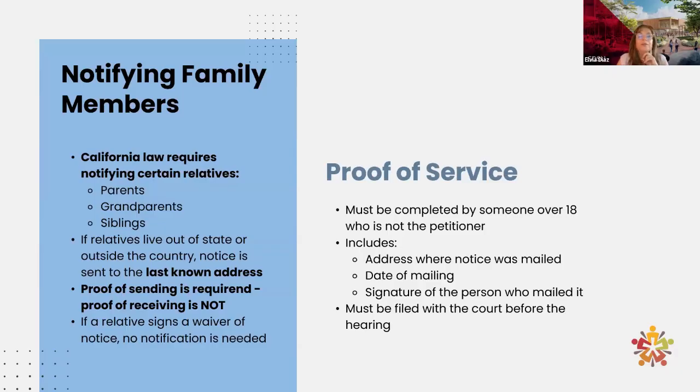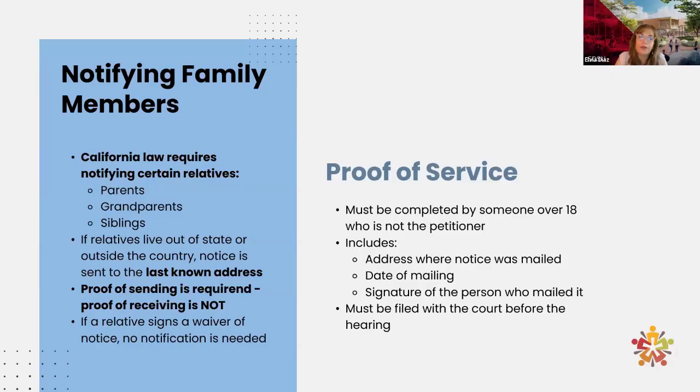What is the proof of sending? Well, this is important. The proof of service must be completed by someone else. You cannot do it yourself. Someone else over 18 who is not the petitioner must sign this form. It's going to include the address where the notice was mailed, the date of mailing, and the signature of the person who mailed it. These forms must be filed in the court before the hearing. So once you have the forms, you need to have that.